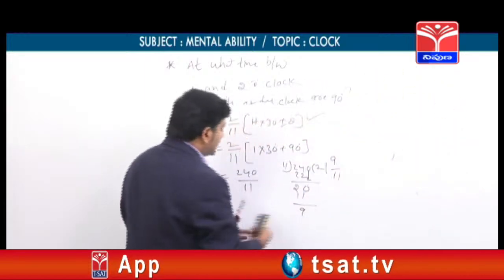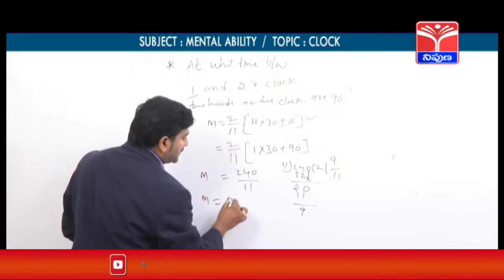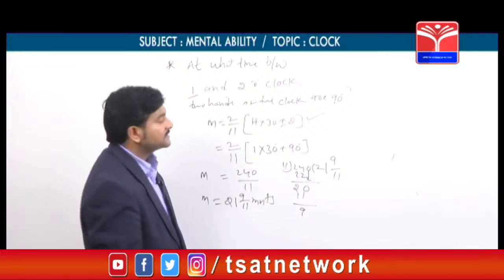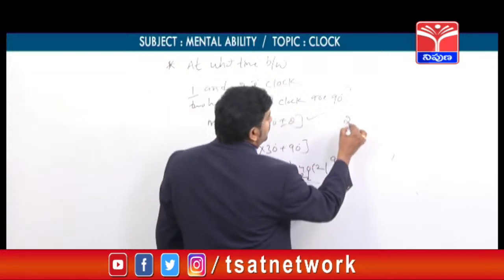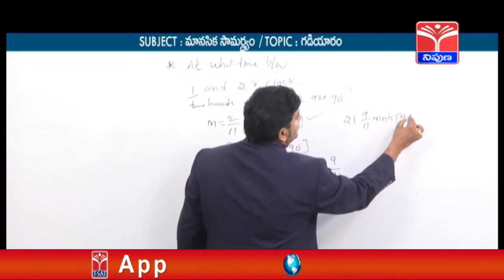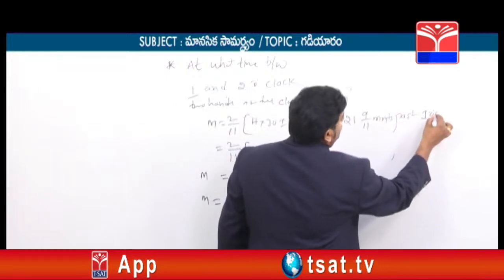Now observe here. So what is the final answer? Here the m value is 21 9 by 11 minutes. So what is the final answer? 21 9 by 11 minutes past. So what was the given time? 1 o'clock. Past 1 o'clock.